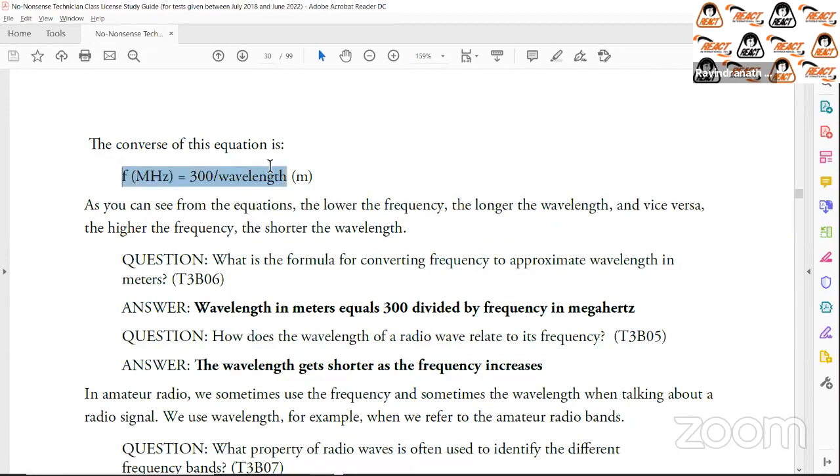So they tell us the converse of the equation is that the frequency in megahertz is equal to 300 over the wavelength in meters. That's what that representation means here. So we can use that to calculate. If we have the wavelength, we can find out the frequency. If we have the frequency, we can find out the wavelength using this formula.